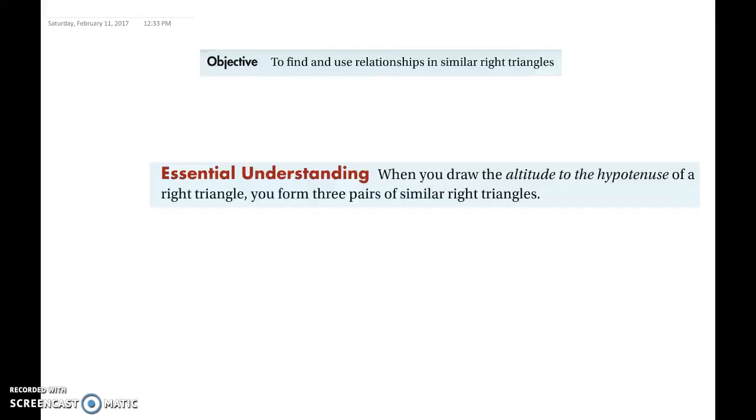All right, so now we're going to move on to section 7.4. Our objective for this section is to find and use relationships in similar right triangles. In the first video for this section, 7.4.1, we're going to find similar right triangles. And then in our second video, 7.4.2, we're going to use relationships in similar right triangles.